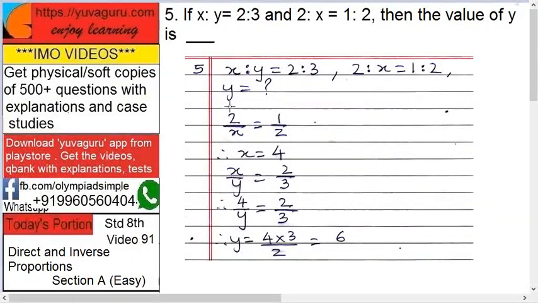Okay, so 2 upon x equals 1 upon 2. This is 2, not z. Okay, so 1 upon 2. So find x. Therefore x equals 2 into 2, 4. So x you have got it.